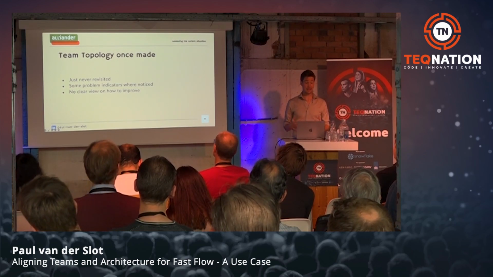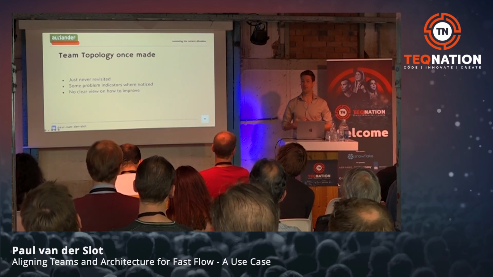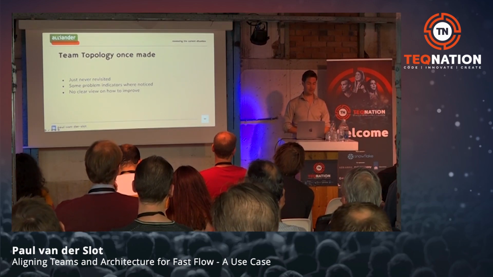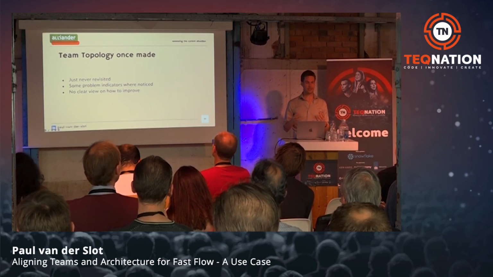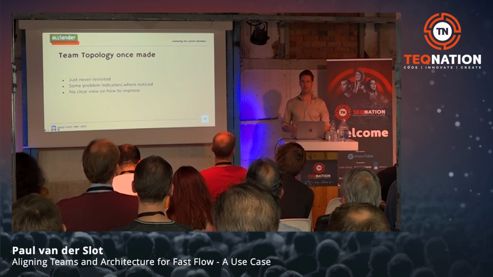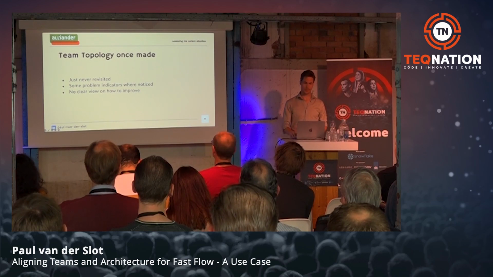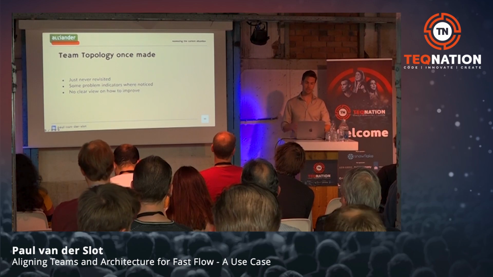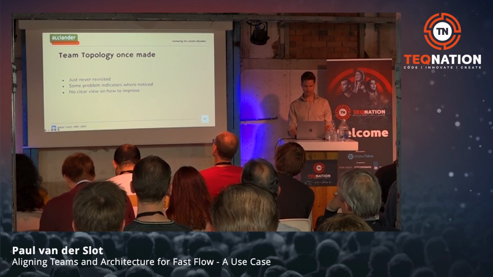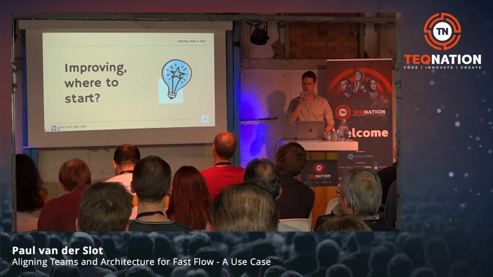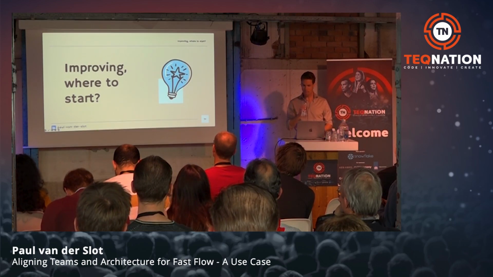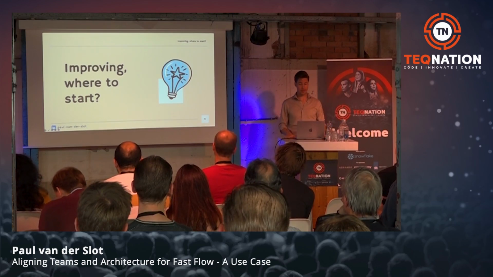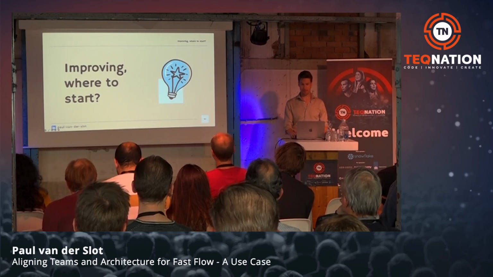All right. And at Alliander, it wasn't that they weren't aware of these problem indicators, just like you guys. You all probably know that those are the case. But there was just no clear view on how to improve from this point. The team topology once made just started with a team and then another team. It was just never revisited. So it was clear that there were some problem indicators. How can we start to improve?